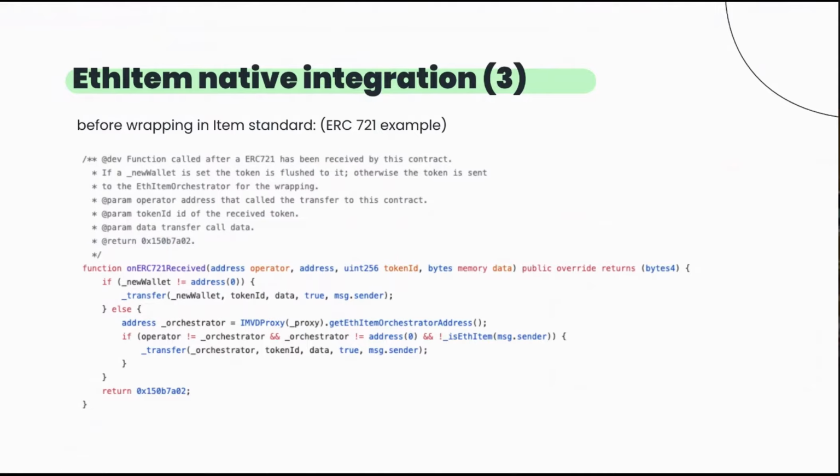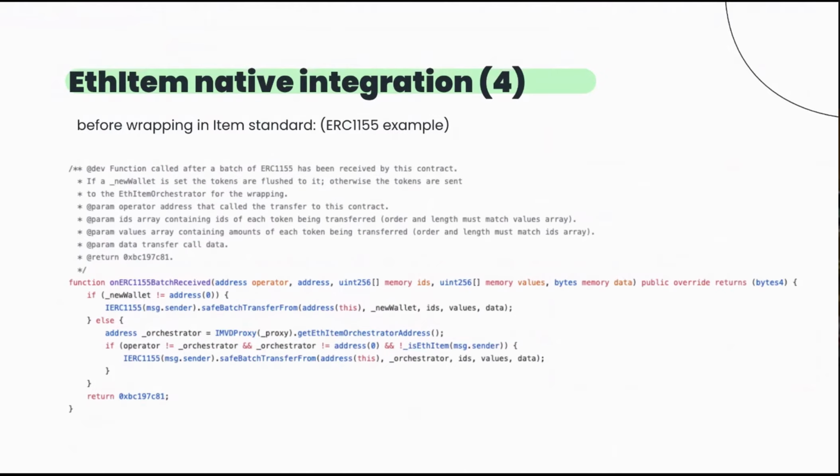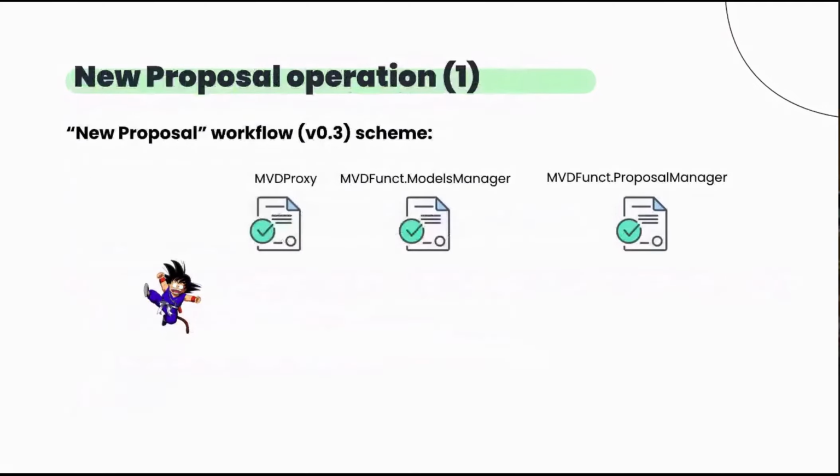If the token is not an item and it's not the operator that is sending it to us, we must send it to the operator to perform the wrapping mechanism. This is also true, as we said before, for the ERC1155 tokens, single or batch. They will all be wrapped by the orchestrator delegate. And now I leave you to Francesco, who will explain the new proposal operation and management.